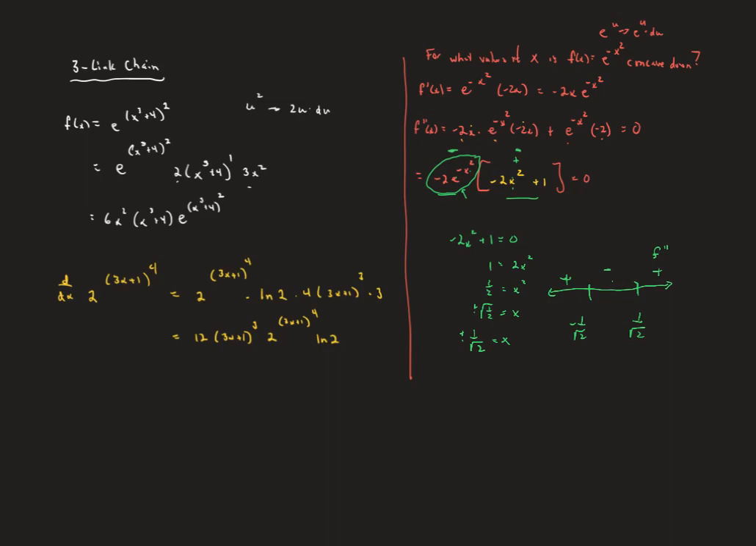So to answer the question, for what values of x is f of x concave down, it will be on that interval. You can either write it in interval notation as negative 1 over square root of 2 to positive 1 over square root of 2, or you can use inequality notation. And notice that with concave up and concave down, we never include the endpoints. Very good.